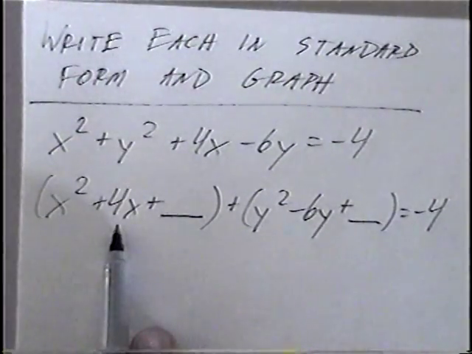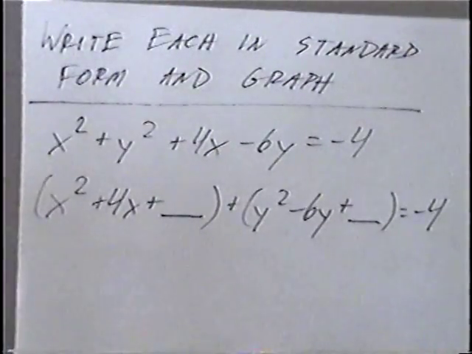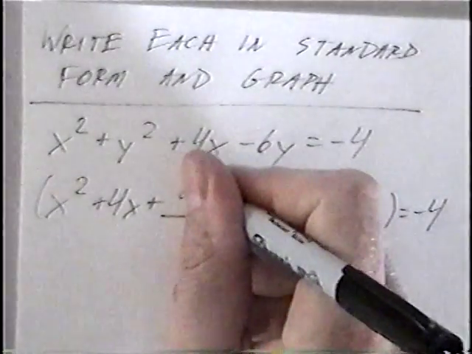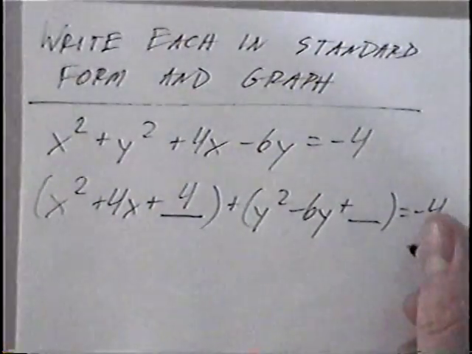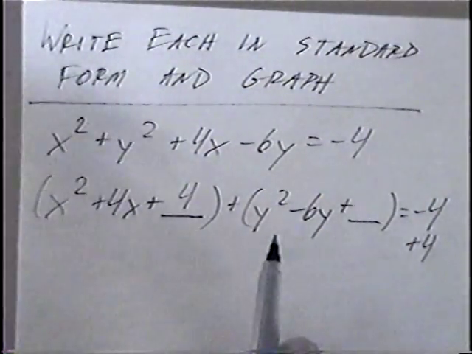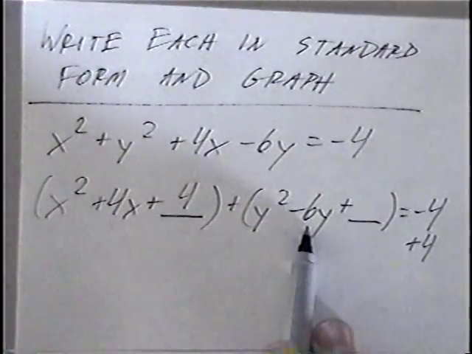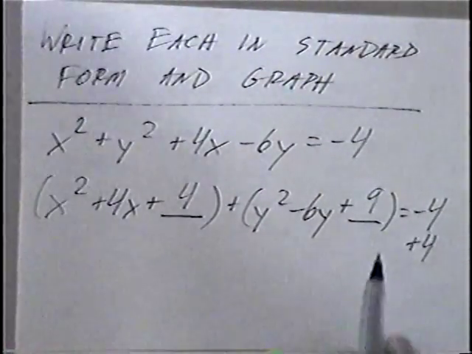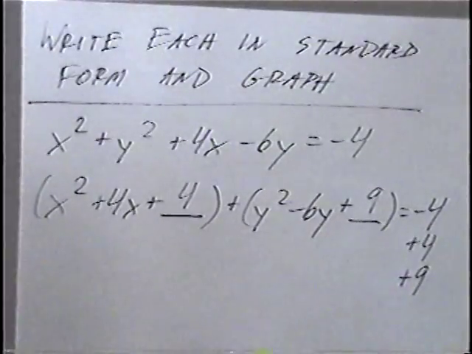Completing the square on the x, again we'll take the number, divide by 2, and square it. So 4 divided by 2 would be 2, and squared would be 4. Since we add 4 to one side, we'll add 4 to the other side. And also for the y value, -6 divided by 2 would be -3, squared would be 9. And if we add 9 to one side, we'll add 9 to the other side.